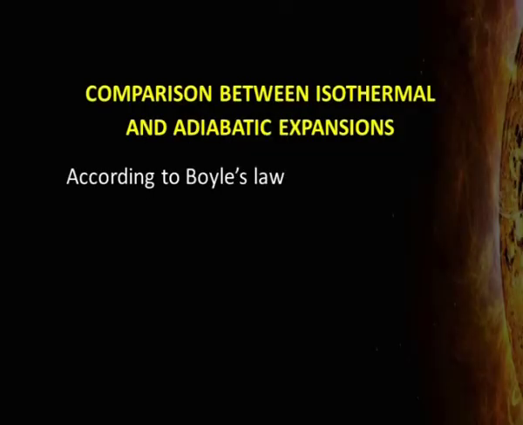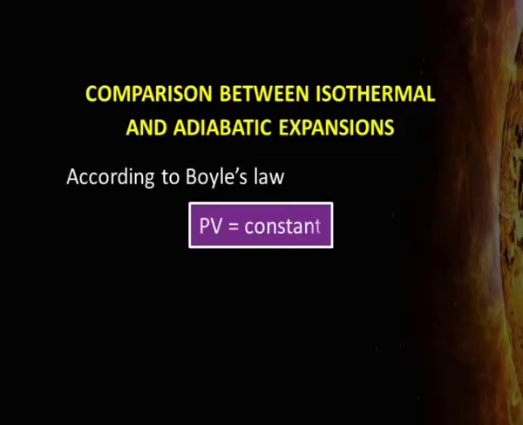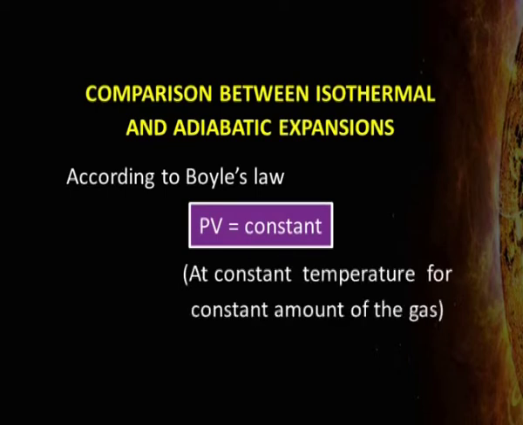Isothermal expansion and adiabatic expansion can be compared with the help of Boyle's law relationship. Boyle's law describes pressure-volume relationship for an ideal gas in isothermal conditions. This relationship is identical to the relationship derived for adiabatic expansion. According to Boyle's law, pressure into volume is constant at constant temperature for constant amount of the gas.